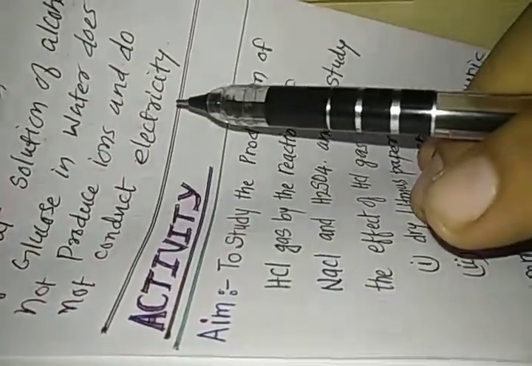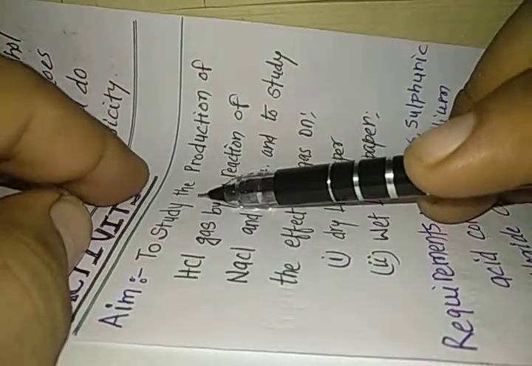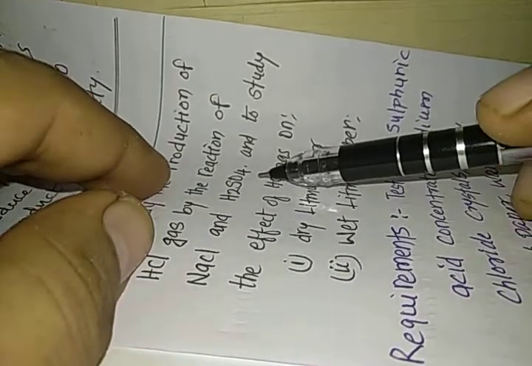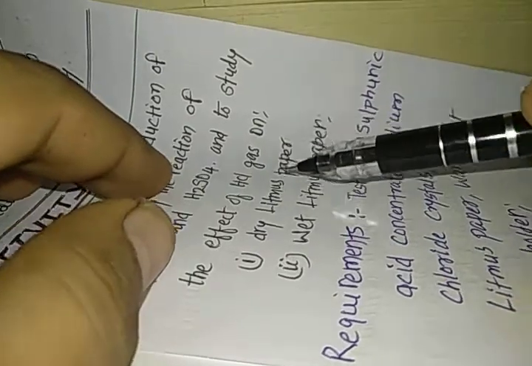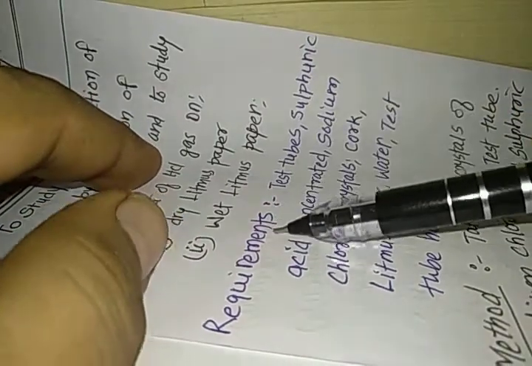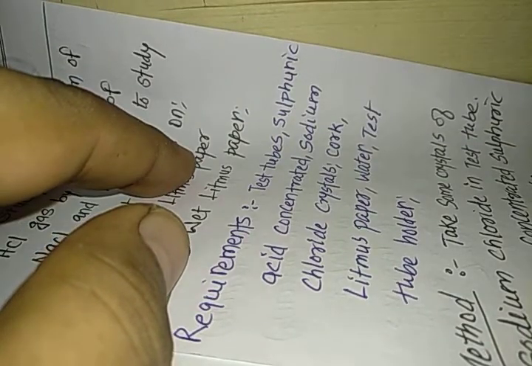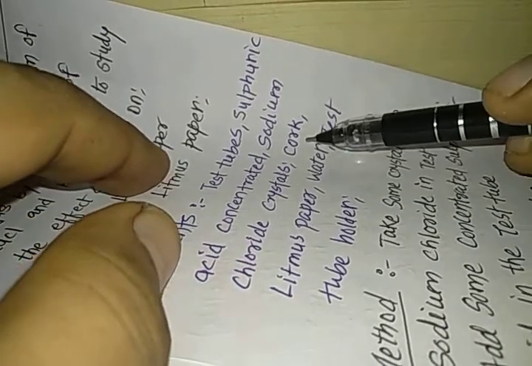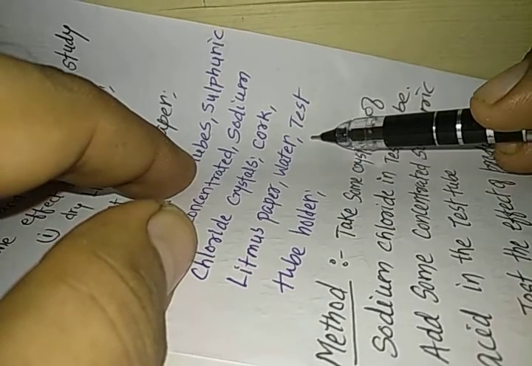Now we are going to study one more activity. So what is the aim of this activity? The aim of the activity is to study the production of hydrochloric acid gas by the reaction of sodium chloride and sulfuric acid, and to study the effect of hydrochloric acid gas on dry litmus paper as well as wet litmus paper. So what are the requirements? Test tubes, concentrated sulfuric acid, sodium chloride crystals, a cork, litmus paper, water, and test tube holders.